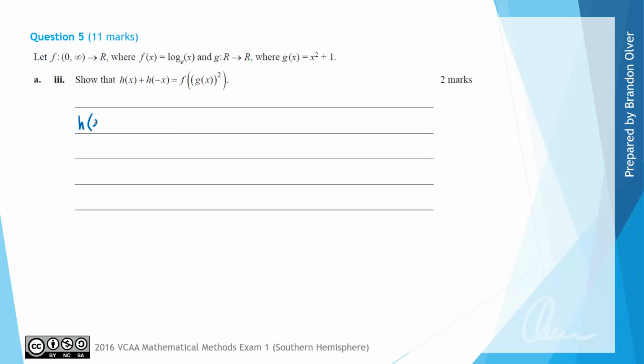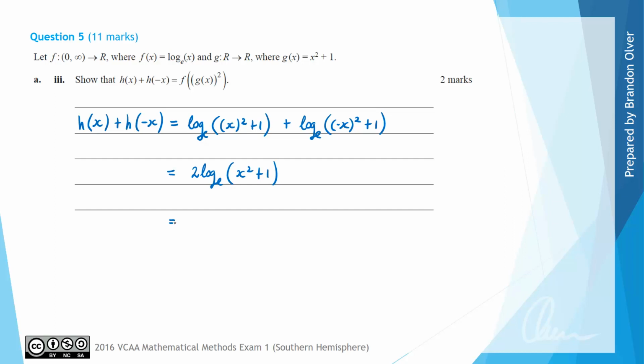So starting with h of x plus h of negative x, we get that that would be equal to log e of x squared plus 1, and then we'd add onto that log e of negative x all squared plus 1, and that needs brackets around the negative x. And when we square negative x inside the brackets, it just becomes positive x squared again, so this just becomes 2 log e of x squared plus 1. And then we have a log property that allows us to take up a coefficient of the log as a power.